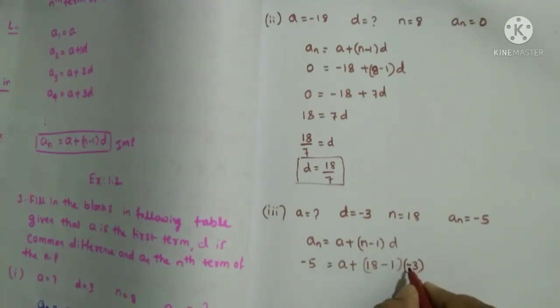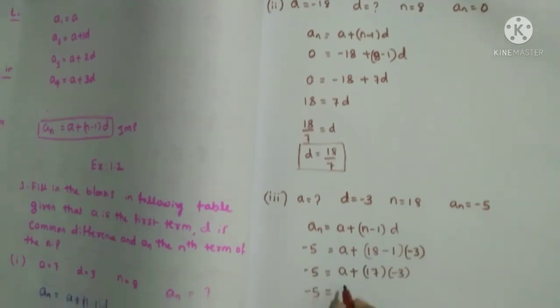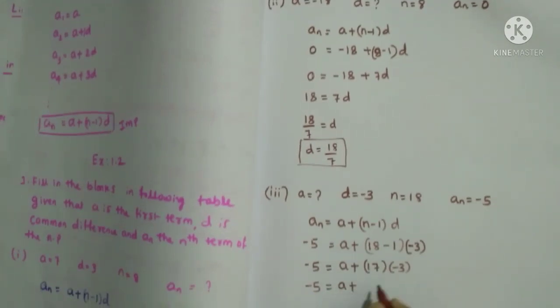If I didn't put the bracket, it would look like minus 3, meaning you would have to subtract like that. Between these two, multiplication is there, so put it in the bracket. Minus 5 equal to A plus 18 minus 1, how much? 17. In the bracket only I'll write it. Minus 5 equal to A plus, see here, 17. Between these two multiplication is there. Here plus is there. Plus into minus is minus. 17 3s is 51. So I'll write in the bracket only.